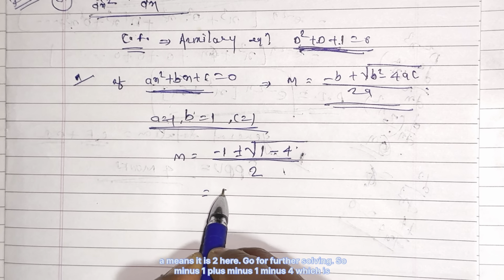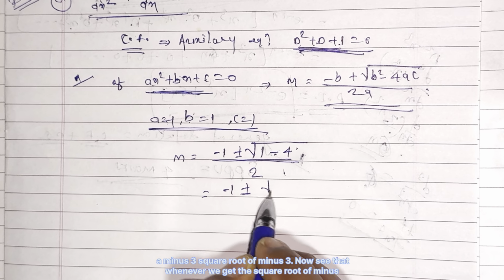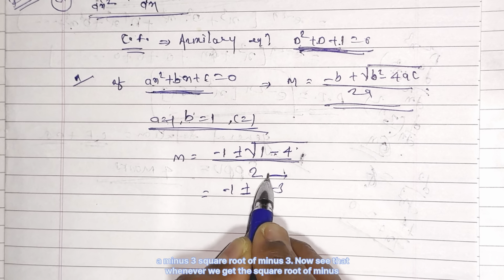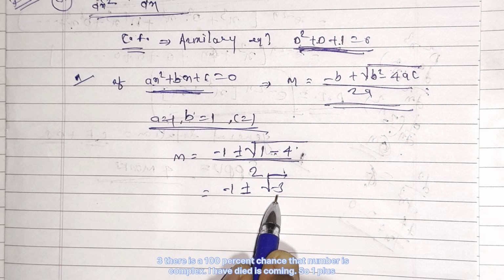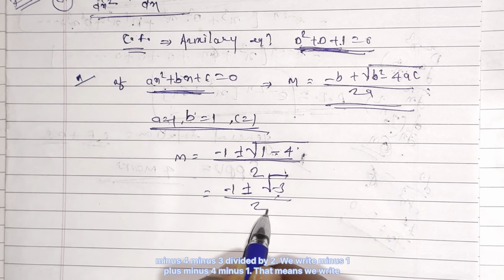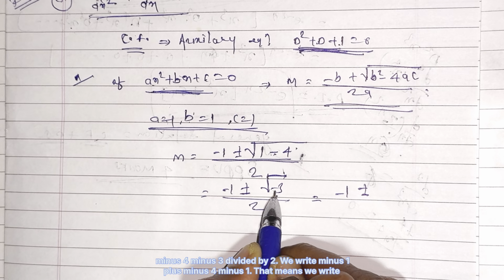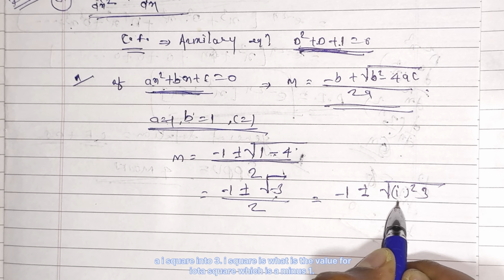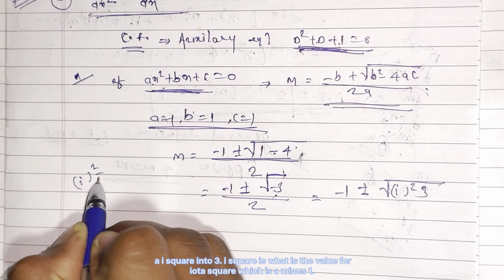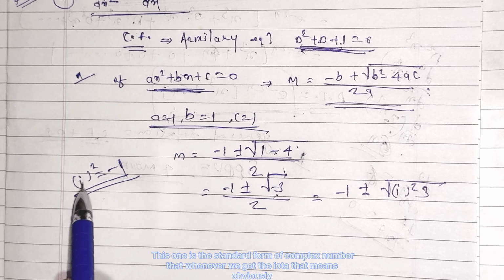So minus 1 plus minus square root of 1 minus 4, which is minus 3, square root of minus 3. Now see that whenever we get the square root of minus 3, there is a 100% chance that the number is complex. Iota is coming. So minus 1 plus minus square root of minus 3 divided by 2, we write minus 1 plus minus square root of minus 1 times 3, that means i² into 3. What is the value of iota square? It is minus 1. This one is the standard form of a complex number.